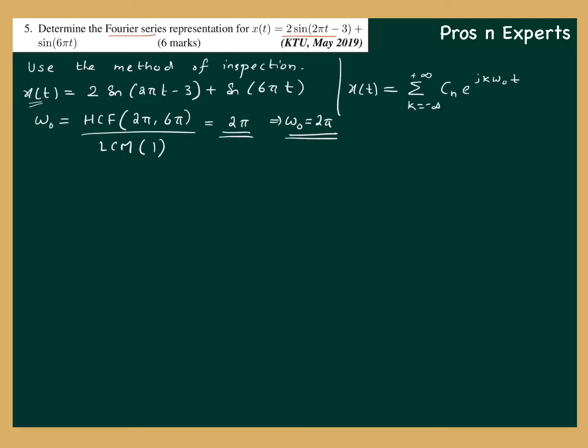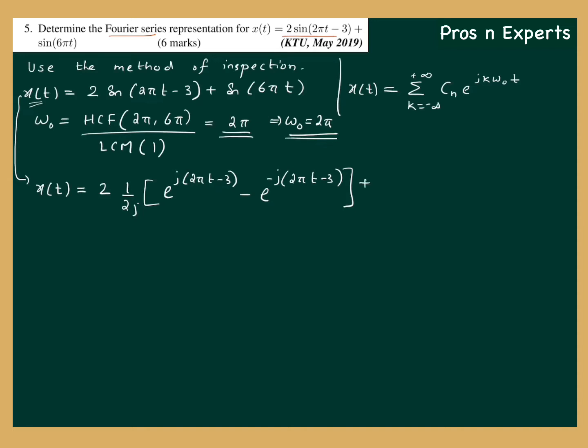Now you understand what the Fourier series representation of a signal is, and you have the given signal and its angular frequency. Now my aim is the method of inspection. The aim is to represent the question signal, which is a sinusoid or a cosine, in the form of the Fourier series equation. Whatever trigonometric knowledge you have, you apply it. Therefore, I can rewrite my x of t as 2 into, sine of 2 pi t minus 3, which is nothing but 1 by 2j into e raised to j into 2 pi t minus 3, minus e raised to minus j into 2 pi t minus 3.